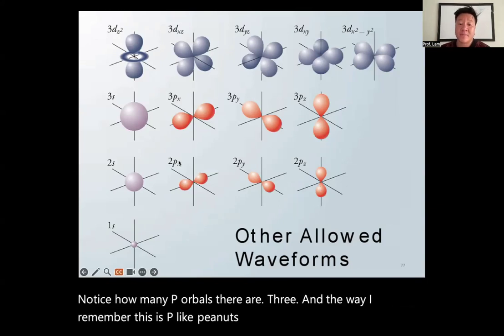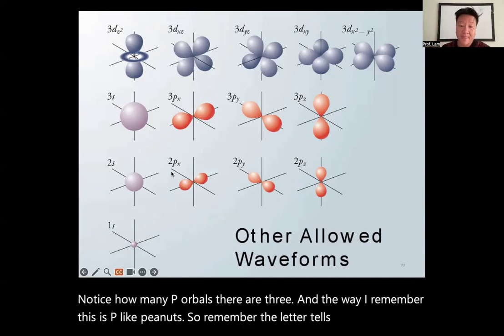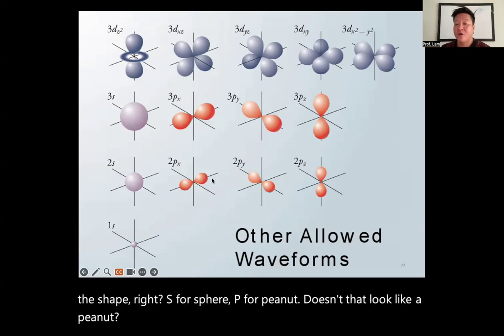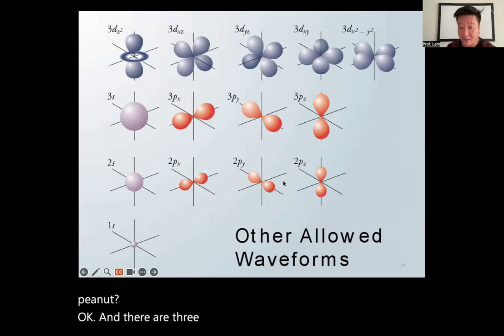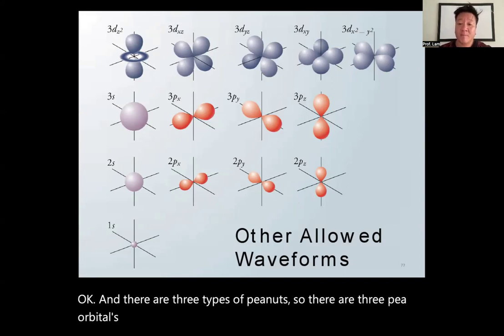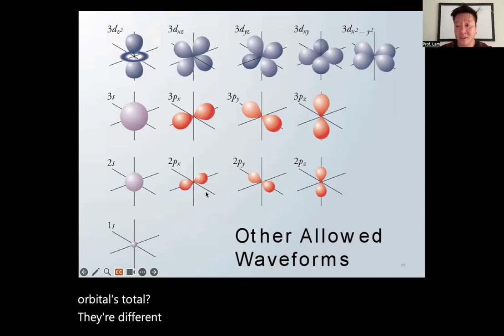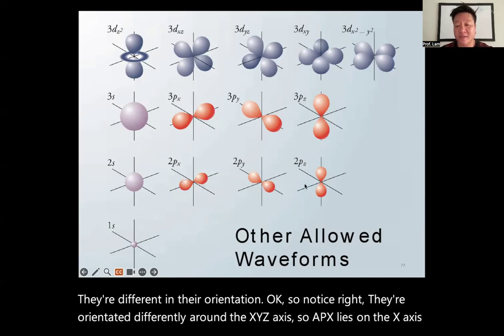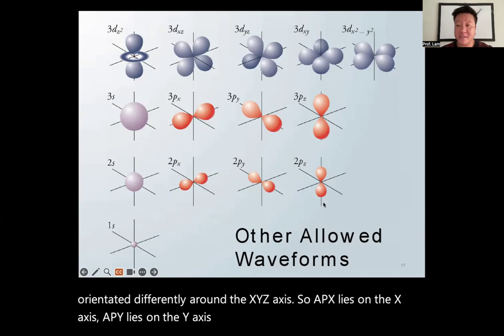So remember, the letter tells you the shape, right? S for sphere, P for peanut. Doesn't that look like a peanut? Okay. And there are 3 types of peanuts. So there are 3 p orbitals total. They're different in their orientation. Notice they're oriented differently around the XYZ axis. So a PX lies on the X-axis, a PY lies on the Y-axis, and a PZ lies on the Z-axis.